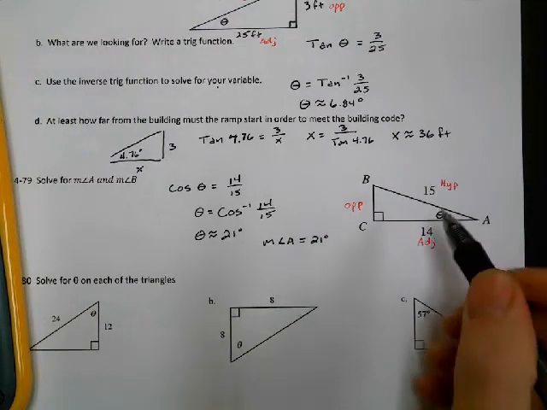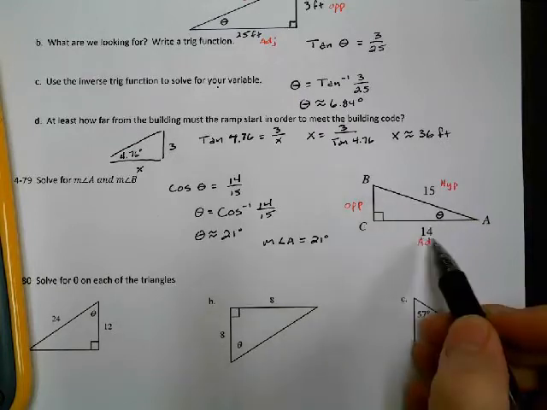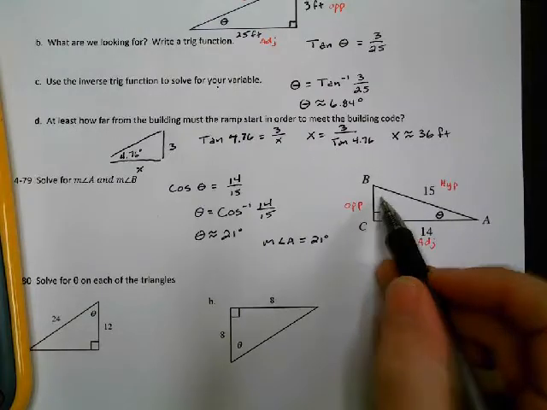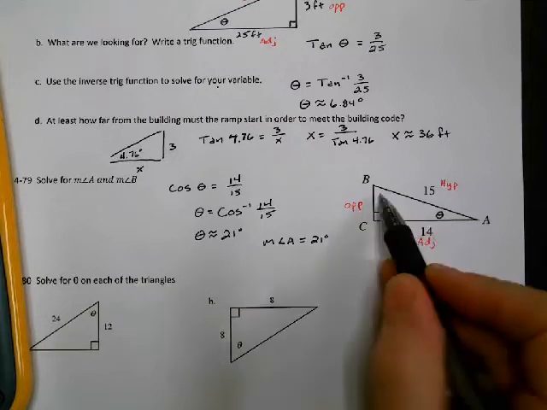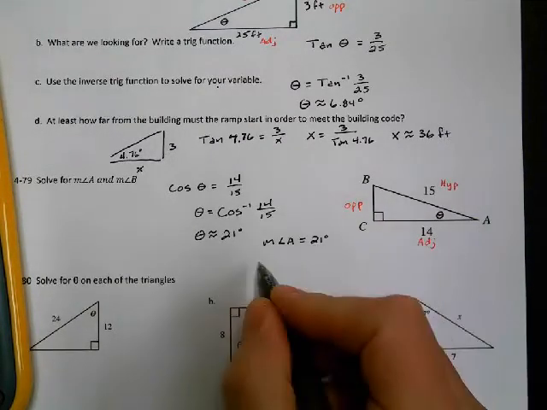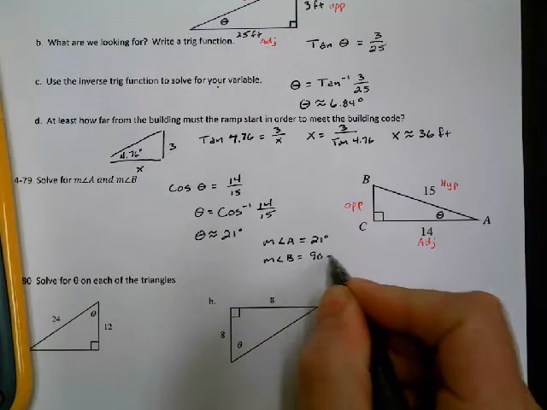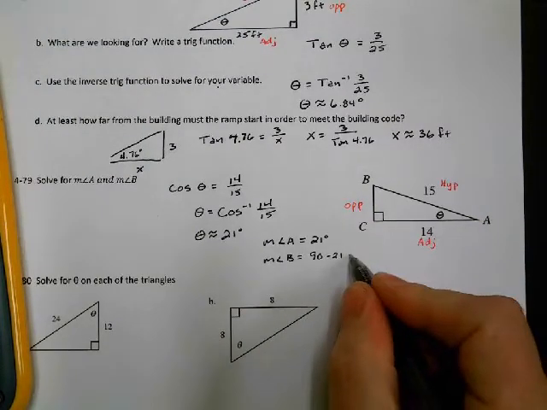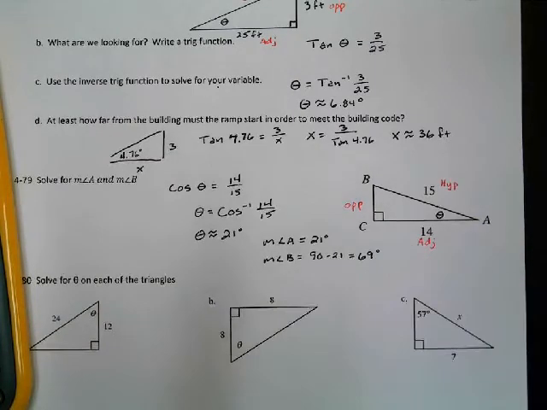Now, I could find angle B and use sine, because we've got opposite over hypotenuse, if this is the angle that we're looking at. Or, I already know that these two angles add up to 90 degrees. So I can just take 90, subtract the 21, and that's going to give me angle B. So we get 69 degrees for angle B.